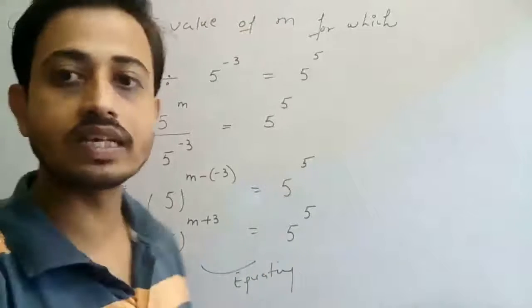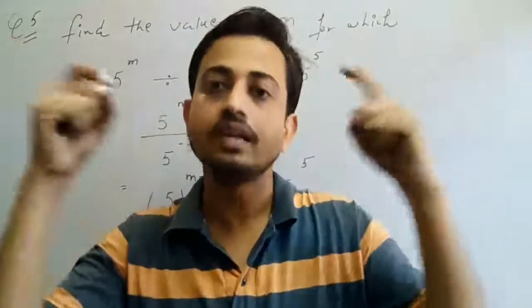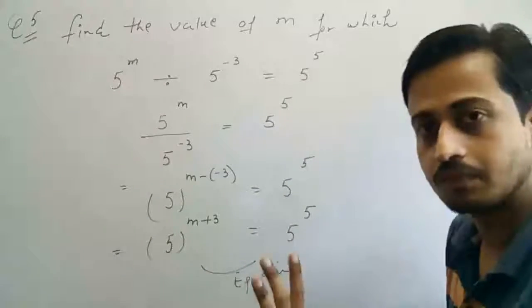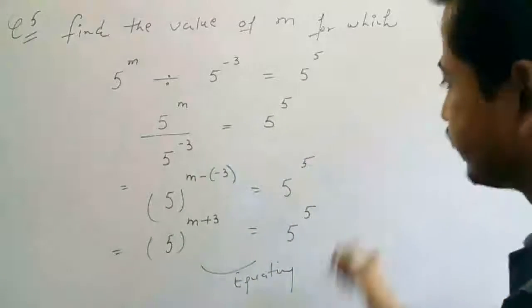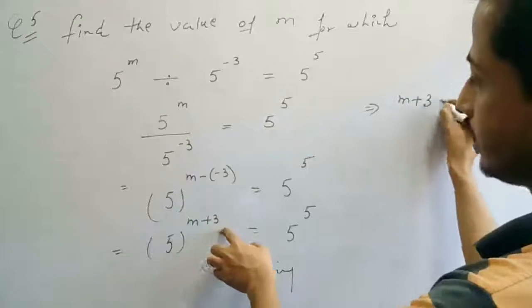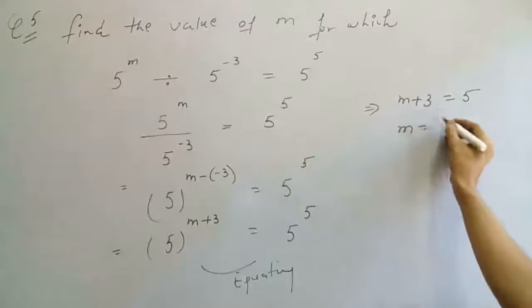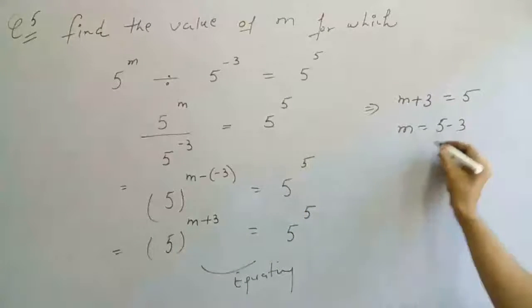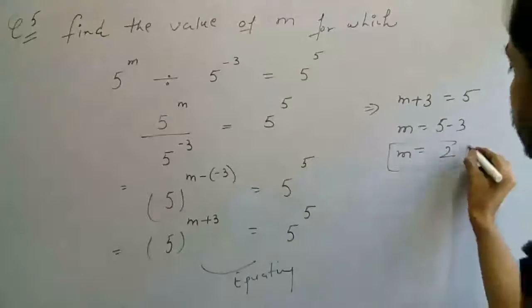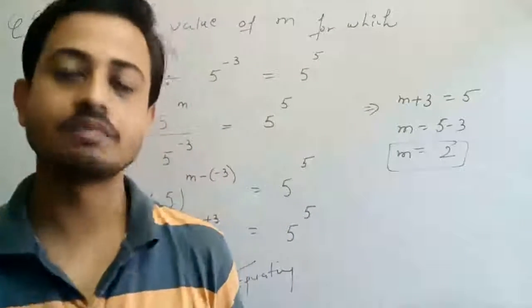because again in this we get an equal sign. So the exponent is the same, then the power should be equal. In this the exponent 5 is the same, so the power should be equal. It implies m plus 3 is equal to what? 5. Now move 3 to the right hand side, it becomes negative 3. So we get 2. So what's the answer? m is equal to 2. Please make a note.